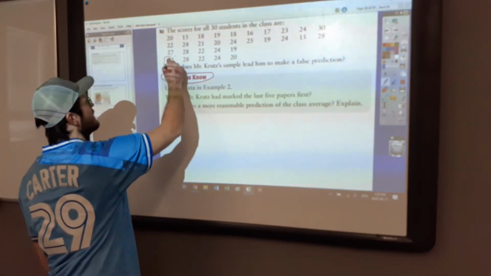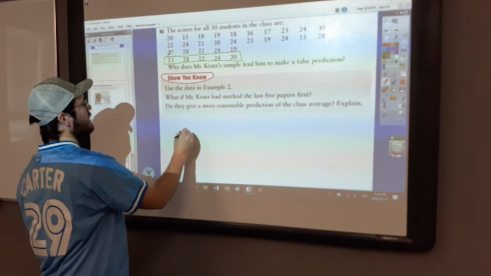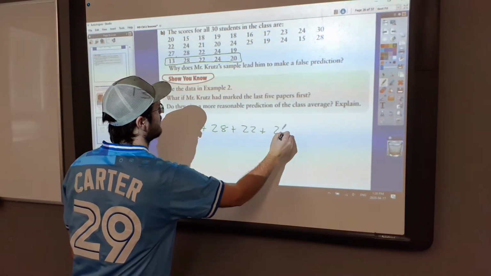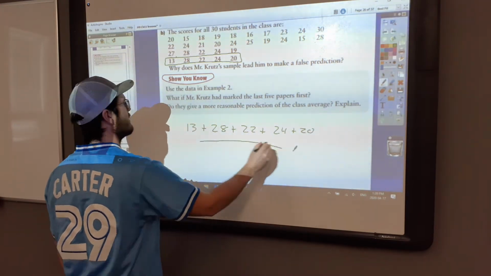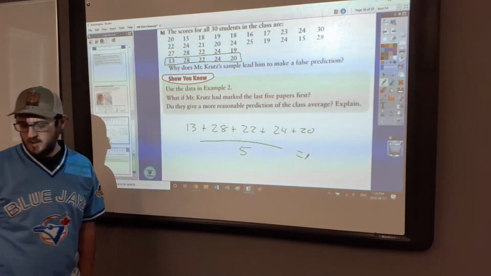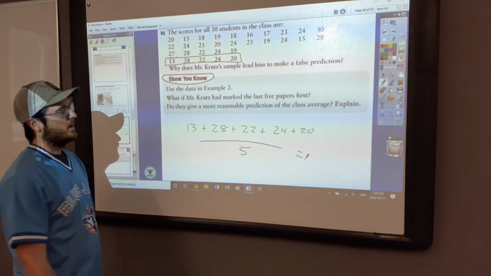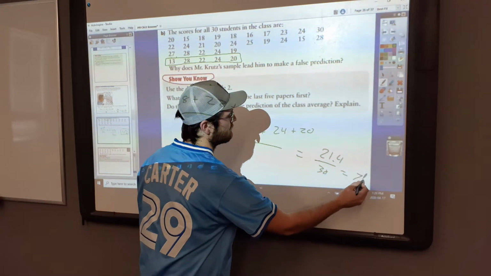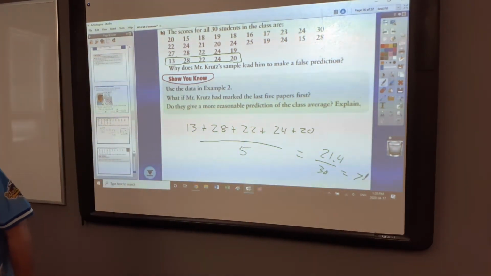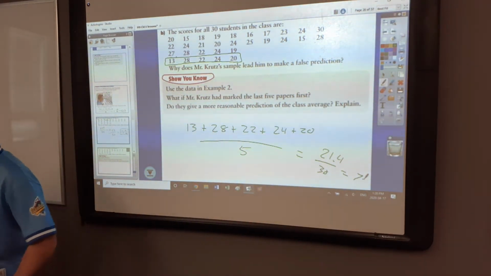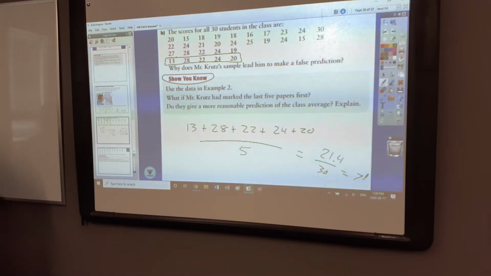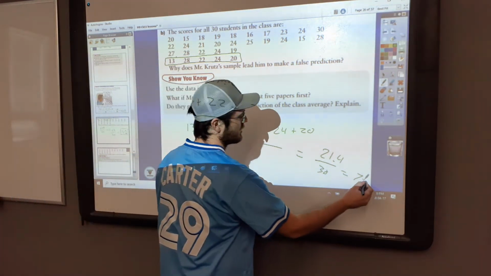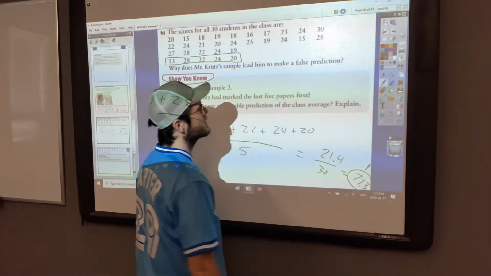So what if he had taken these ones first? Again, we could take those ones and see what that looks like. If you add up every penny, divide by how many you have, so take those, divide by 5, you get about 21.4, which is roughly, I believe, the same percentage. 71.3%-ish. So a lot closer to the whole-class percentage.